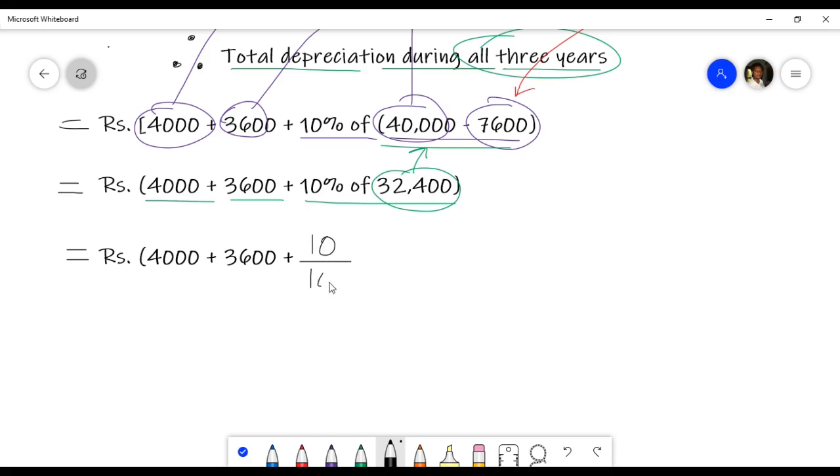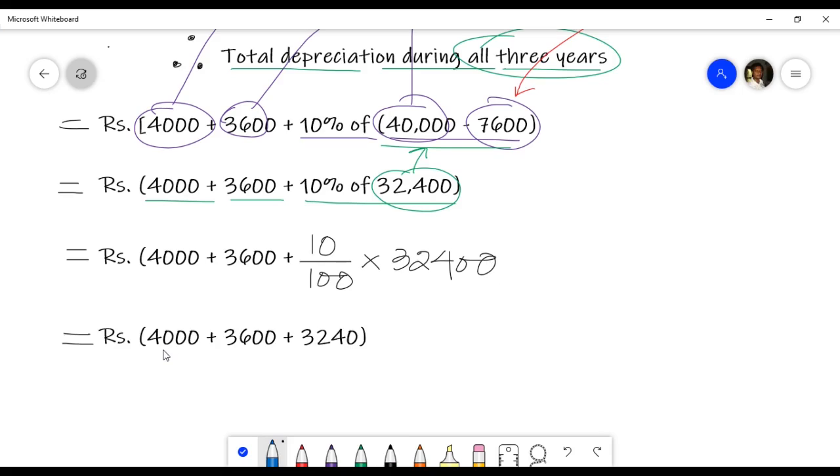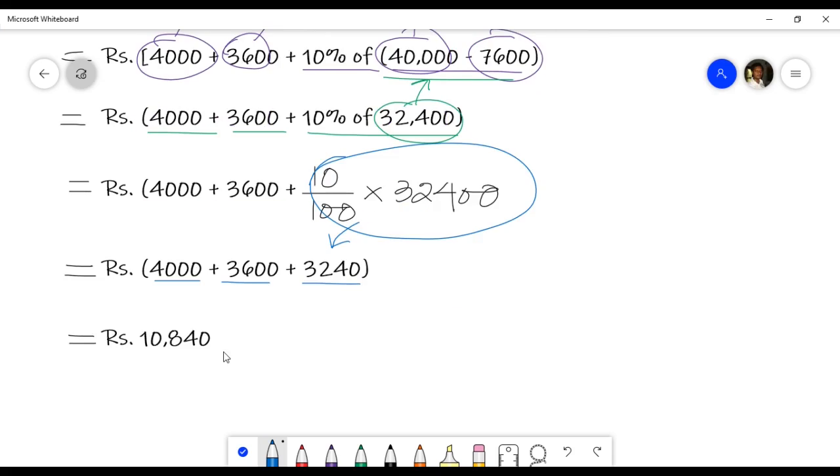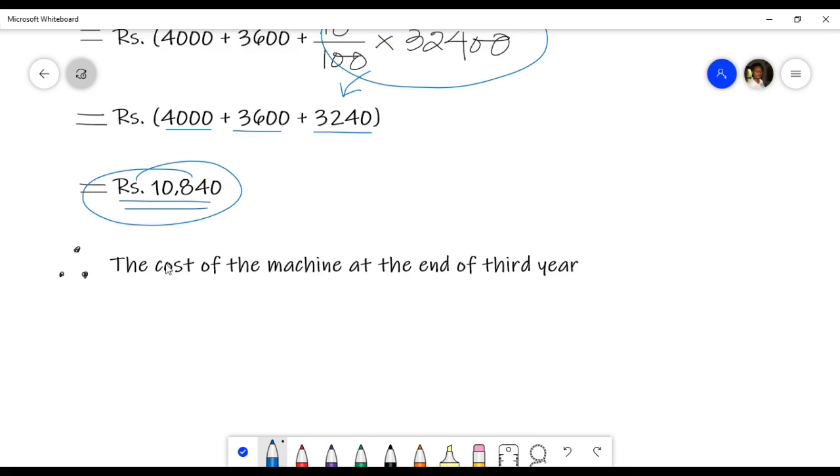All right, so we'll simplify it further. 10% of 32,400 will be 10 by 100 into 32,400. When you simplify that, you will get 3,240. So we have the depreciation for all 3 years, and we have to total it, and when we total the depreciation for all 3 years, we get 10,840 rupees. I hope you understand this. So 10,840 is the total depreciation for all 3 years.